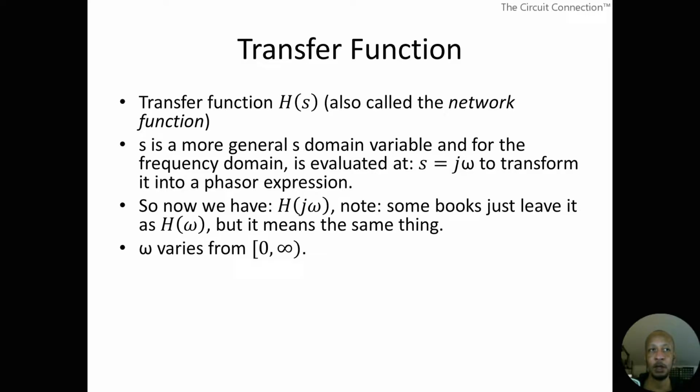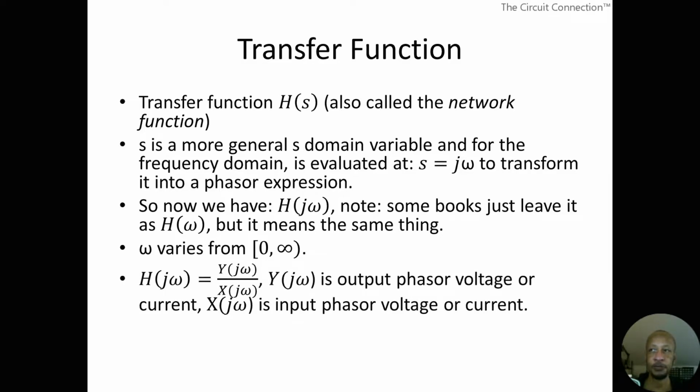But anyways, definitely mathematically, it is incorrect to include infinity, either positive infinity or negative infinity, either way. But W does vary from 0 all the way to positive infinity. So next, H of JW is going to be equal to Y of JW divided by X of JW.